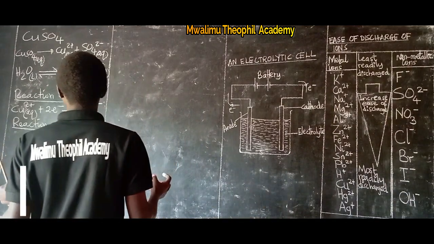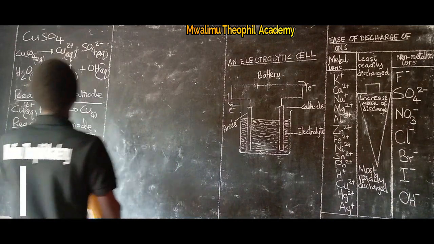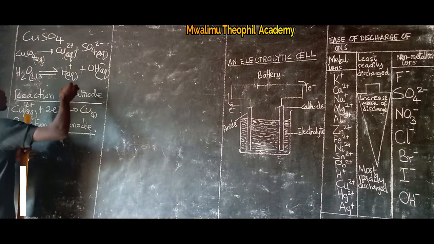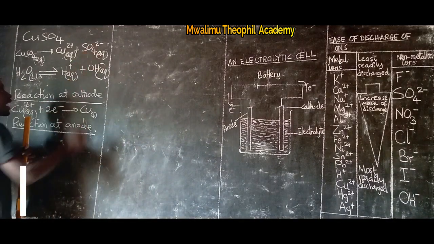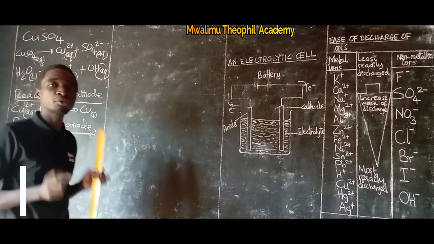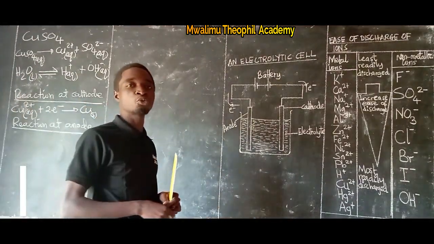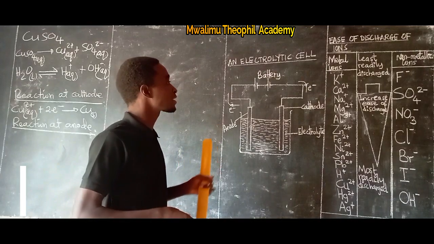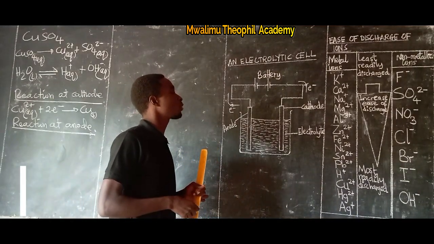Now, which negative charged ions do we have? We have two negative charged ions: sulfate ions and hydroxyl ions. Now, which one of the two will be discharged? Let us see the arrangement in electrochemical series.